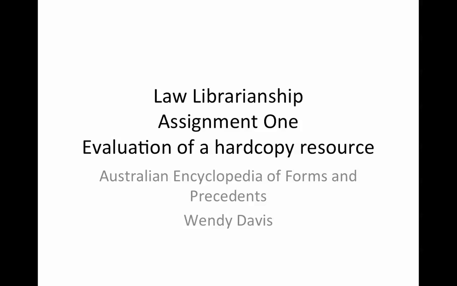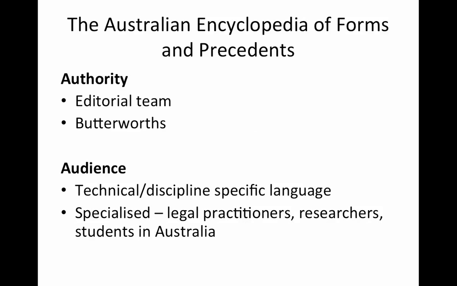I've used Katz's evaluation guidelines as they seem the most appropriate to this kind of reference material. There are 5 key criteria that I'll be focusing on. Those are the authority, the audience, the purpose, the content and the format of the encyclopedia. And finally I'll draw some short conclusions about the overall evaluation and the encyclopedia.